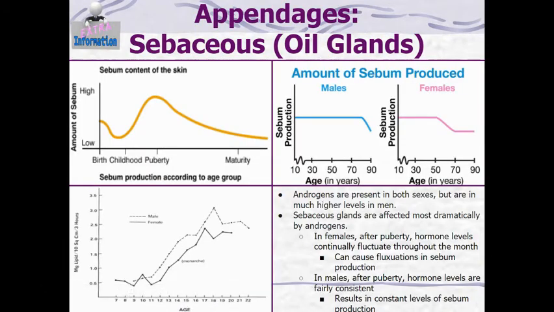So, like we just said, sebaceous glands are under hormonal control. Androgens are present in both sexes, but are at much higher levels in men. Sebaceous glands are affected most dramatically by androgens. And so with females, after puberty, hormones are constantly fluctuating, and it can cause fluctuations in sebum production. And so that's why females might notice that at certain points within a month, her skin might have different oily levels or might be drier in certain parts. Males after puberty, hormone levels are constant, and so they are always having constant sebum production. So men don't notice cyclical breakouts in their skin as much as females would.